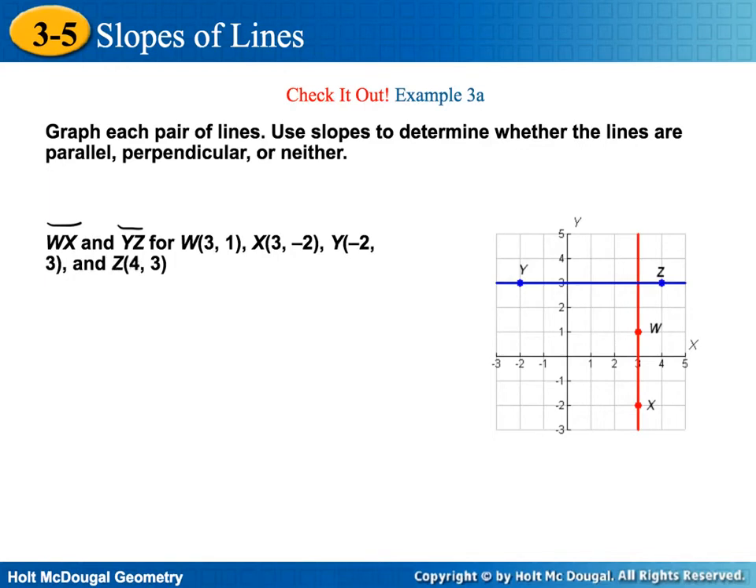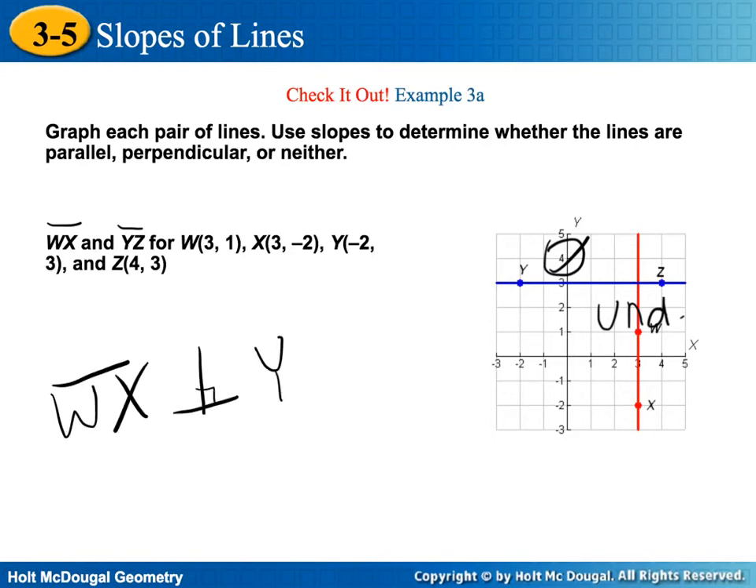All right, you need to find the slope. The slope of YZ is 0. It's the flat line. The slope of the red line is a vertical line. Our skier just fell off the cliff, so he died, so he's undefined. If two slopes are 0 and undefined, they are in fact perpendicular. So we are going to say WX is perpendicular to YZ.